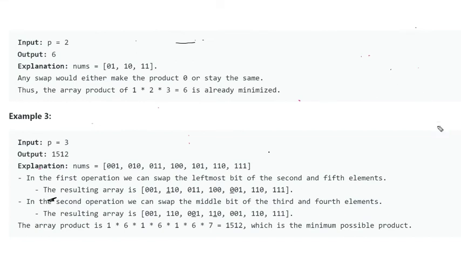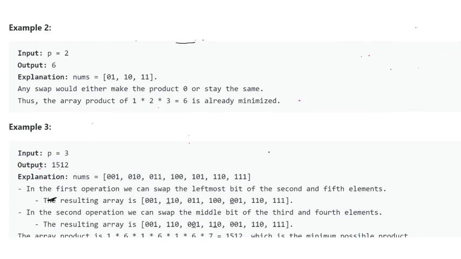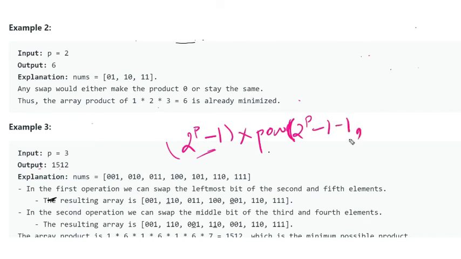Yeah. So the approach is pretty simple: you have to multiply the maximum number, which is 2 to the power p minus 1, by the number just smaller than this, which means 2 to the power p minus 1 minus 1. And how many times do you have to multiply this?